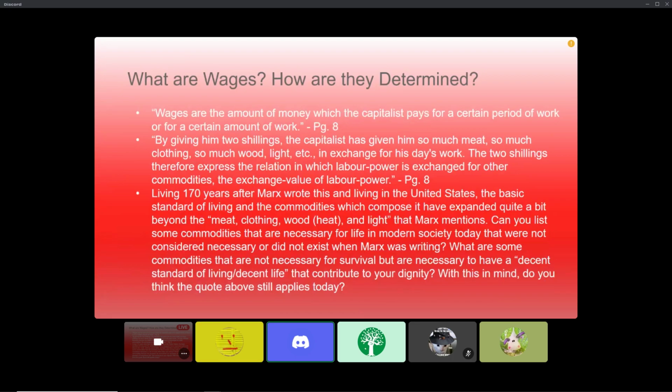So with what we've discussed, I think we would agree that this quote applies today. This quote above about the relationship: by giving us whatever we receive as wages, the capitalist has given us so much meat, so much clothing, so much wood, so much light, so much smartphone, so much car, so much access to therapists, so much ability to exercise in exchange for our day's work. So I don't know if we agree, push back.